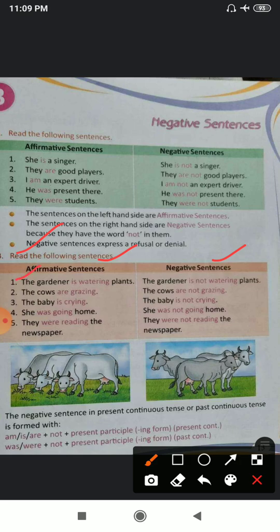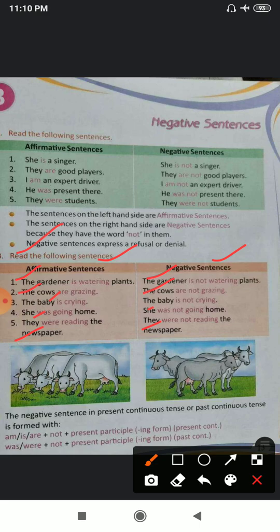Number 1, the gardener is watering the plant. The gardener is not watering plants. Number 2, the cows are grazing. The cows are not grazing. Number 3, the baby is crying. The baby is not crying. Number 4, she was going home. She was not going home. Number 5, they were reading the newspaper. They were not reading the newspaper.